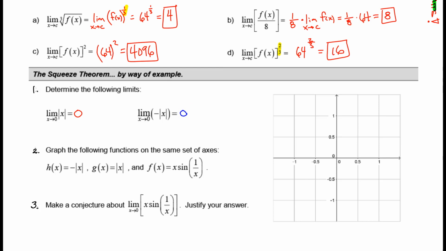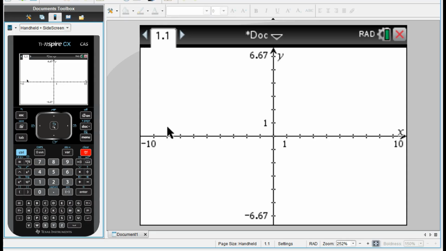Okay, step 2 here says graph the following functions on the same set of axes. So I'm going to graph h of x, which is the opposite of x, g of x, which is the absolute value of x, and then this crazy one here, x times the sine of 1 over x. I'm going to get some help from my graphing calculator here, and then we can just insert that image right here. So let's take a look and see what we can get from our TI Inspire.